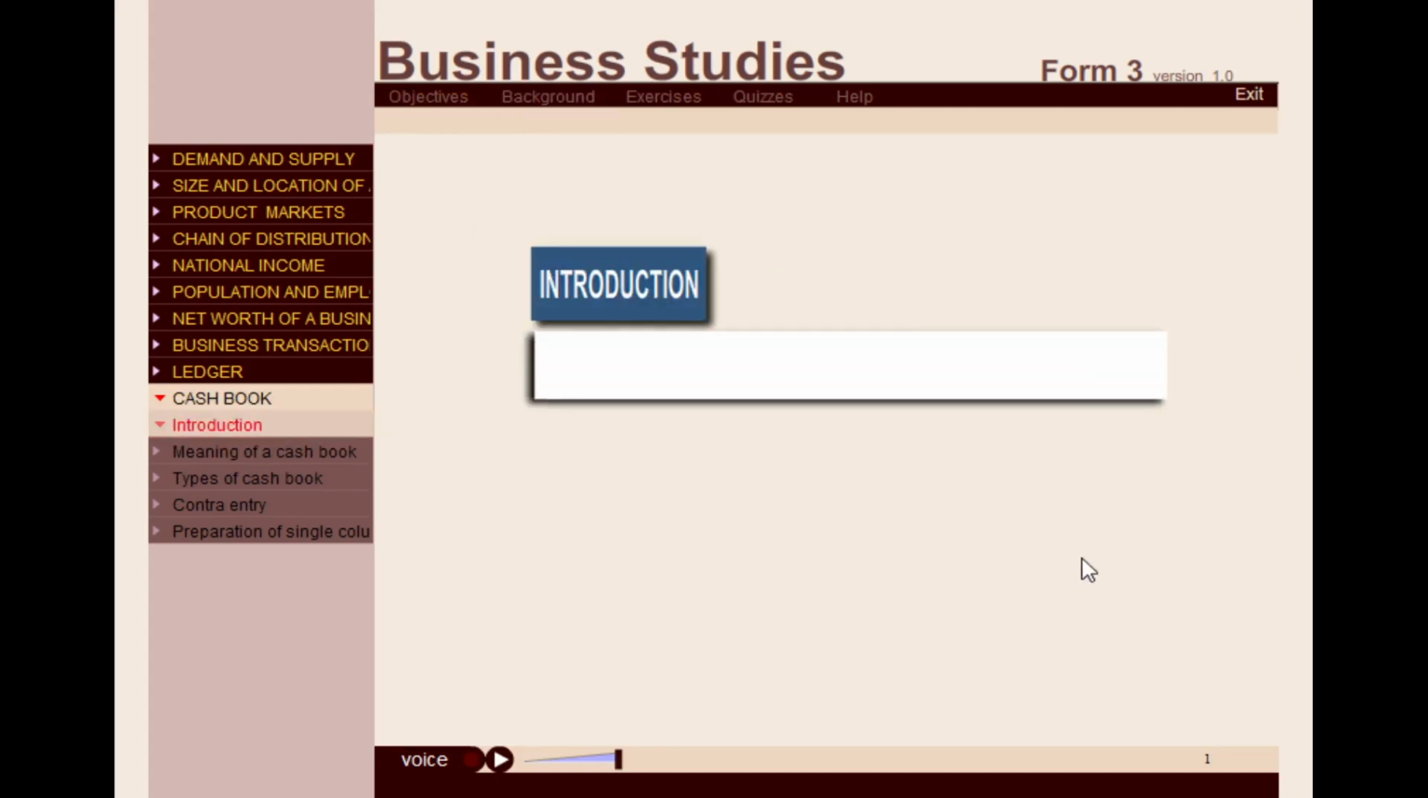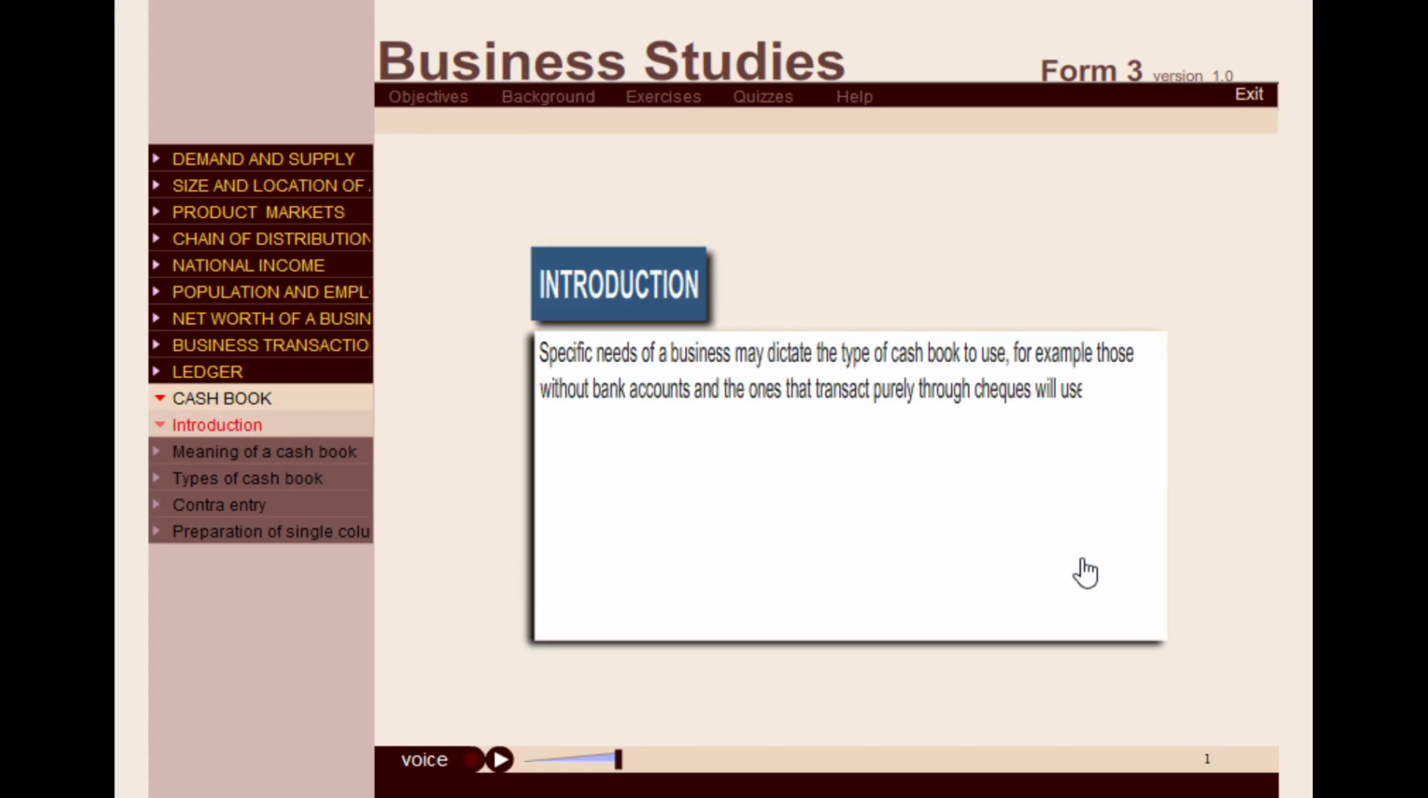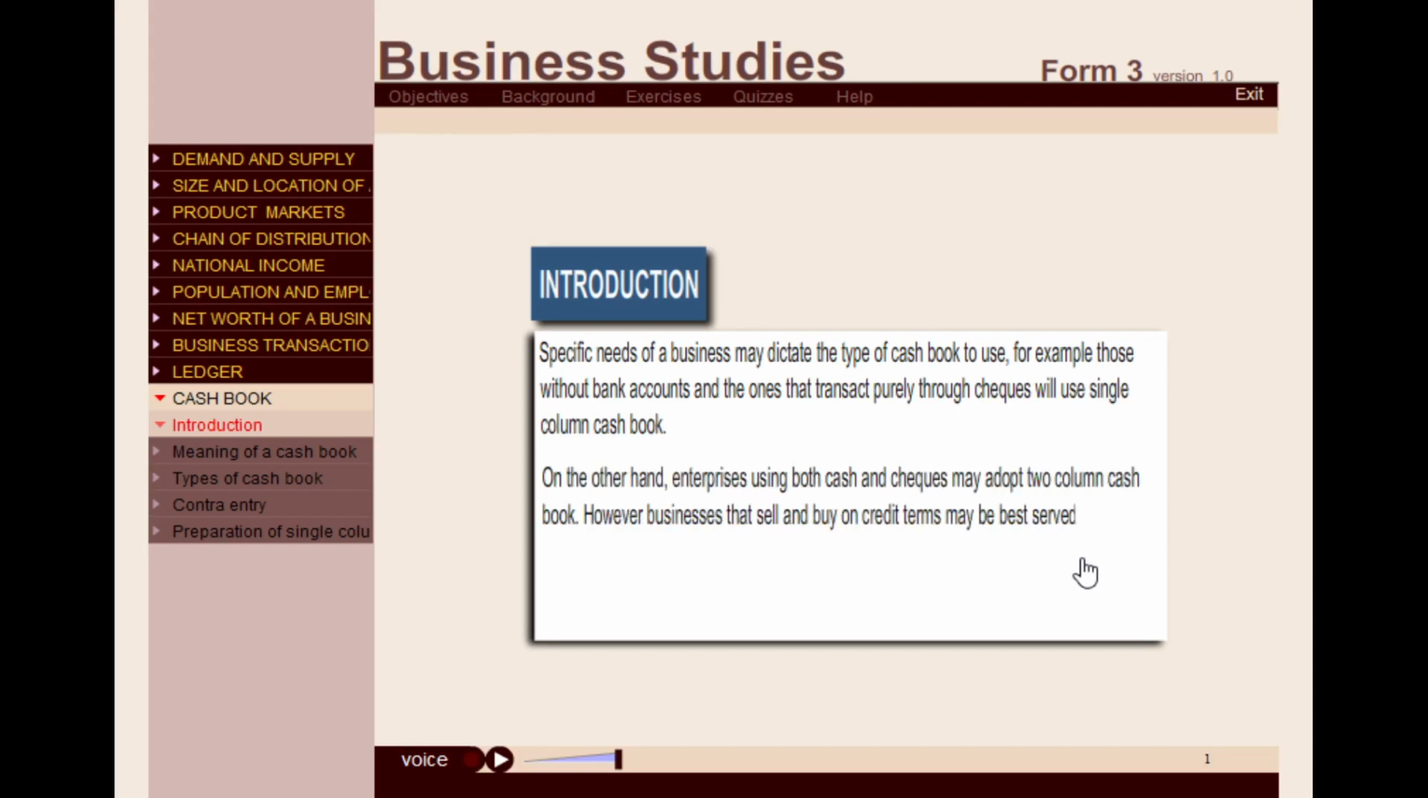Introduction. Specific needs of a business may dictate the type of cash book to use. For example, those without bank accounts and the ones that transact purely through checks will use a single-column cash book. On the other hand, enterprises using both cash and checks may adopt a two-column cash book. However, businesses that sell and buy on credit terms may be best served by a three-column cash book.